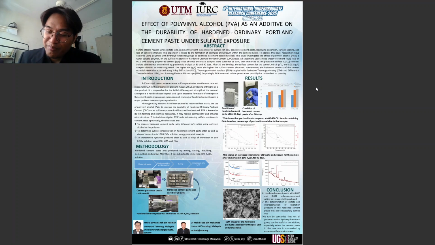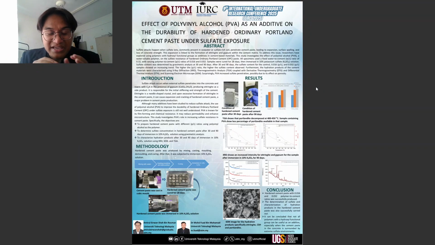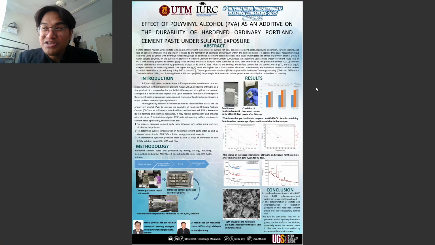So for the introduction, sulfate attack occurs when external sulfate, from seawater or from soil that is rich with sulfate, penetrates into the concrete. The problem is that the sulfate reacts with the hydration product of cement, and it produces ettringite and gypsum. Ettringite and gypsum have a needle-like crystal structure, so they expand from the internal matrix. It will give cracking, spalling, and expansion on the concrete. So this is the reason for concrete cracks.